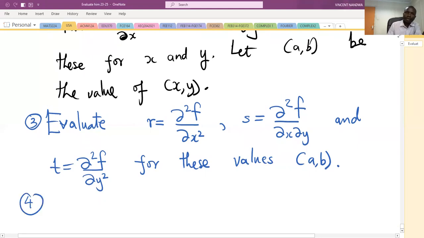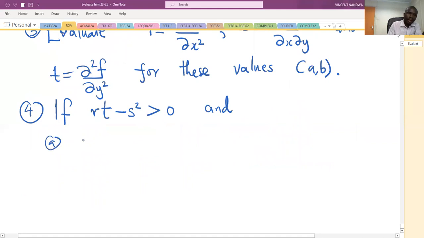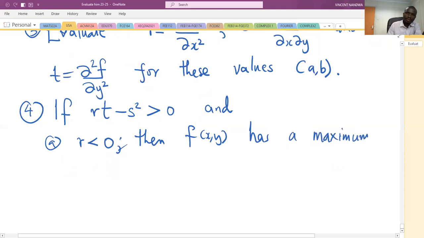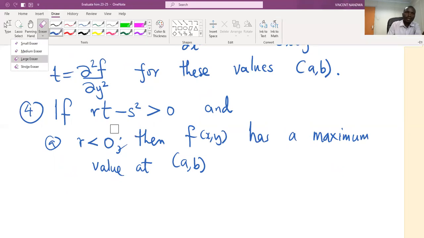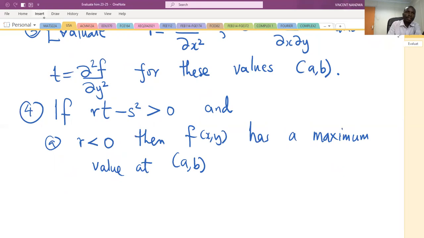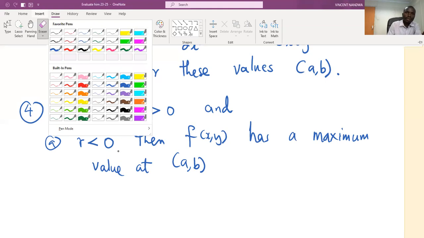Number 4. Now, if rt minus s squared is positive, there are two things. A, if r is strictly less than 0, then the function f of xy has a maximum value at AB. So that's the first thing: if you find that the difference RT minus S squared is positive, and then you find that R is negative, then that tells you that that point AB is a maximum value.